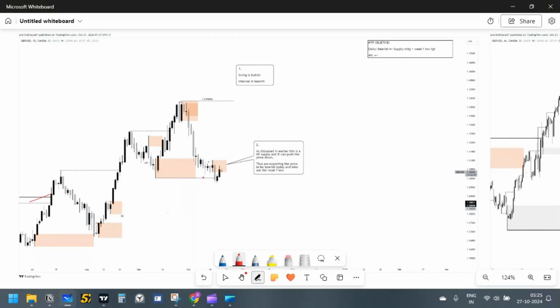Internal is bearish. As discussed earlier, this is a high probability supply and it can push the price down. Thus, I'm expecting the price to be bearish today and take the weak fractal low. So one more confluence that was adding up in the EU is that there is a chance that the bias of the GU is bearish, which makes the bias of EU also bearish because EU and GU are correlating pairs.